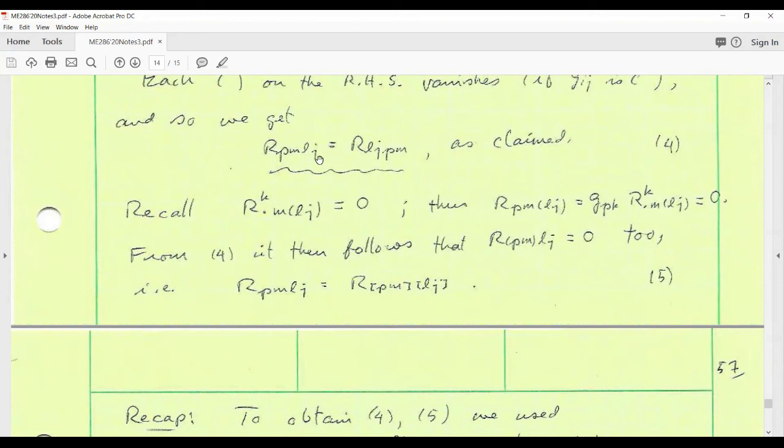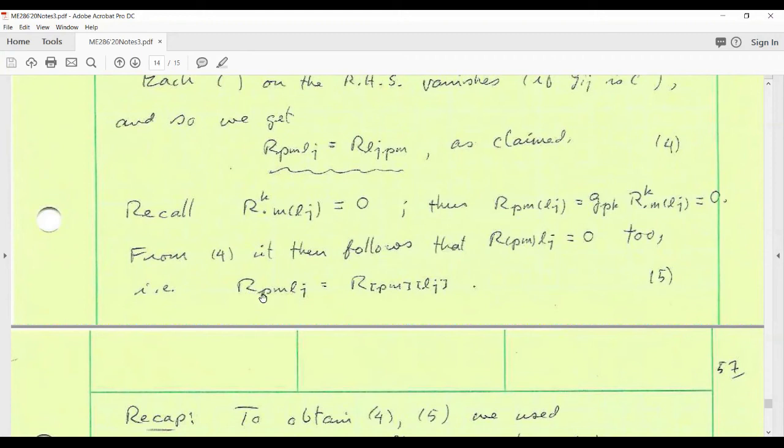This, however, says it's also skew in the first and second subscripts, because R P M L J, symmetrize in L and J, you get 0 from this. Symmetrize here in L and J, you get 0. So it's also skew in the first set of subscripts because of the major symmetry we've just proved.